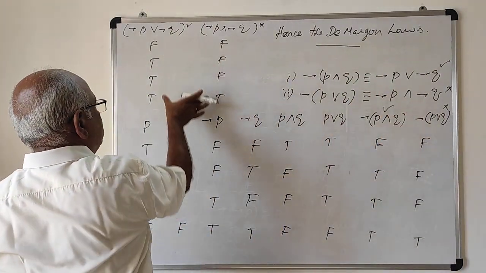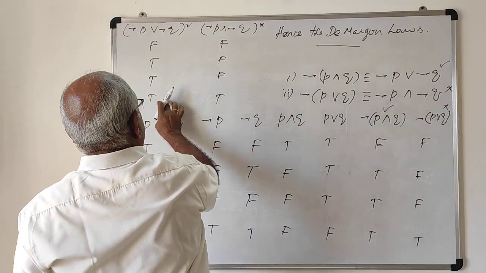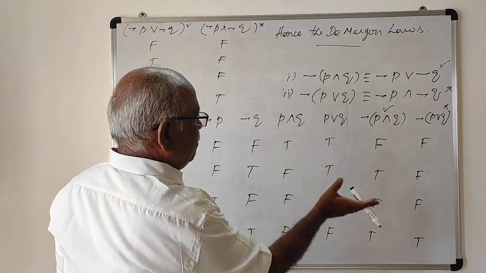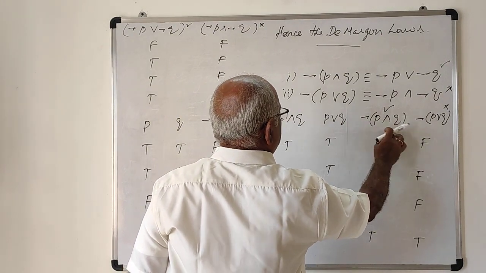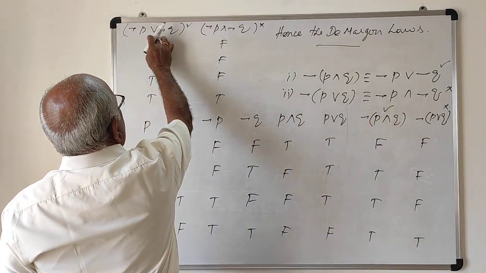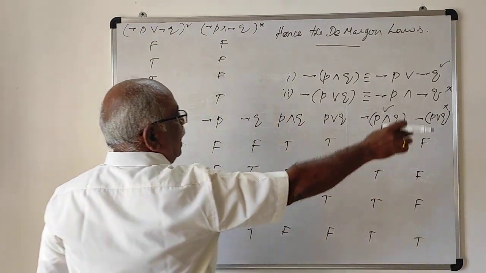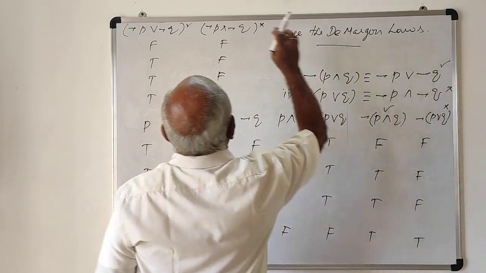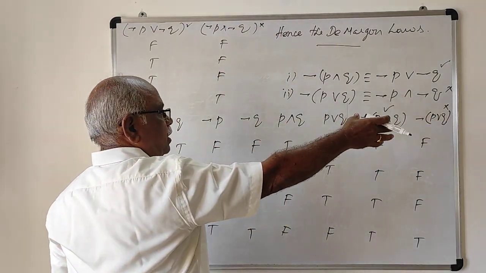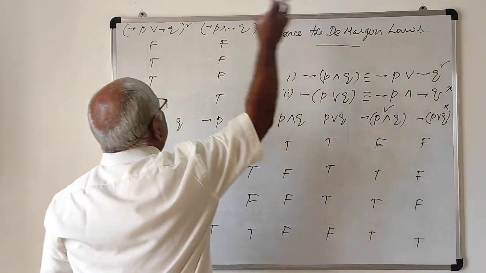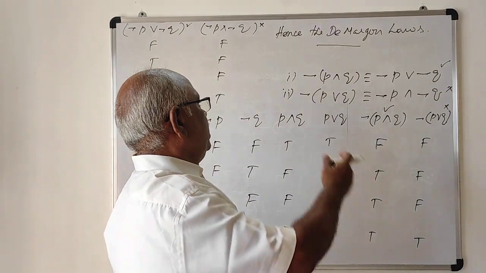See, these two columns, I have no space here. Therefore, I write in this place. You compare negation of P conjunction Q is equal to negation P disjunction negation Q, and negation of P disjunction Q is negation P conjunction negation Q. In insufficient space, I am writing here. So compare. So we derived the De Morgan laws also.